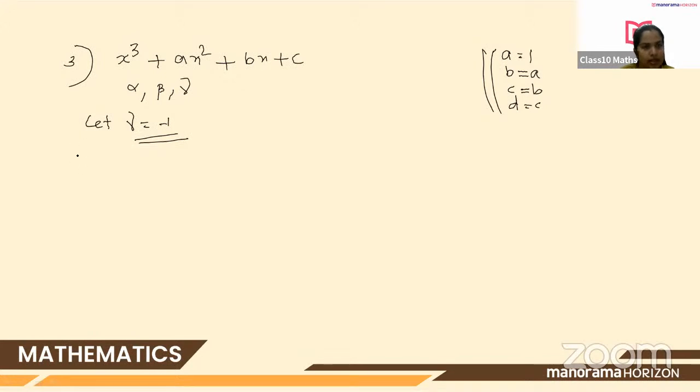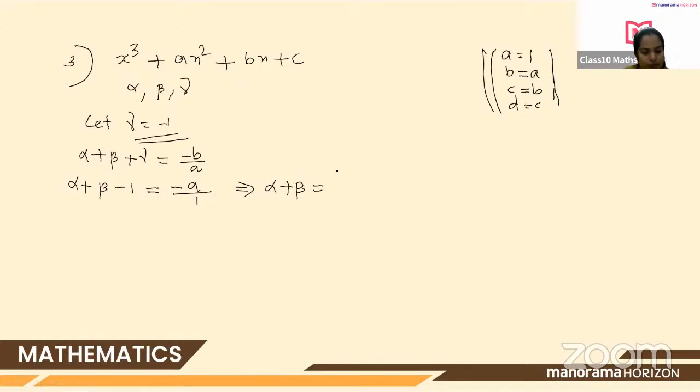Then we know the relation alpha plus beta plus gamma is equal to minus b by a. Here we don't know alpha and beta, but gamma is minus 1, which is equal to minus a by 1, since b is a and a is 1. Which implies alpha plus beta is equal to minus a plus 1. Take it as equation 1.